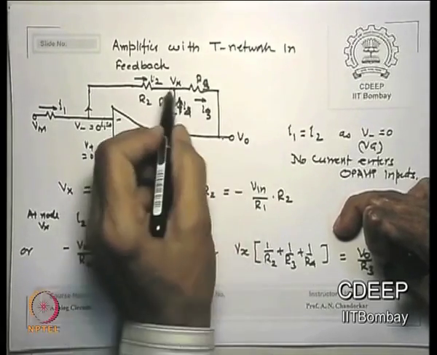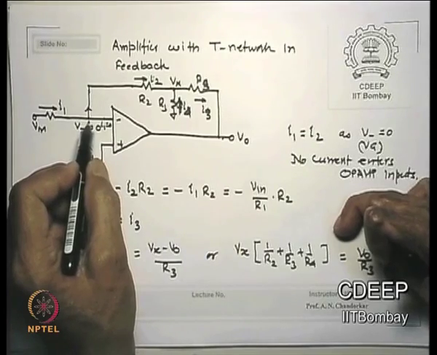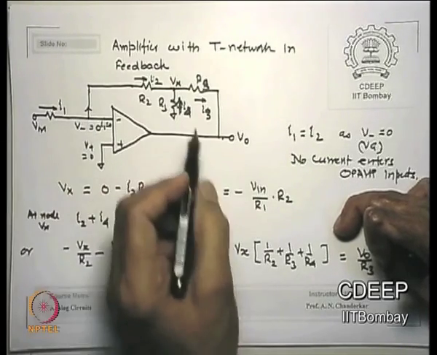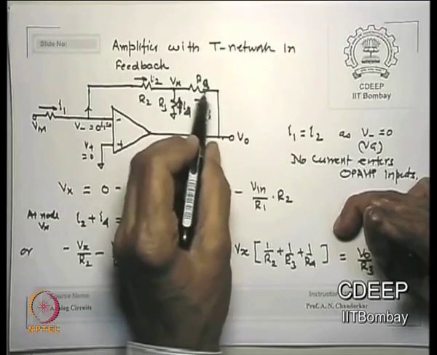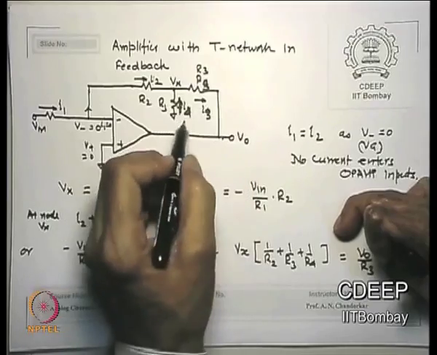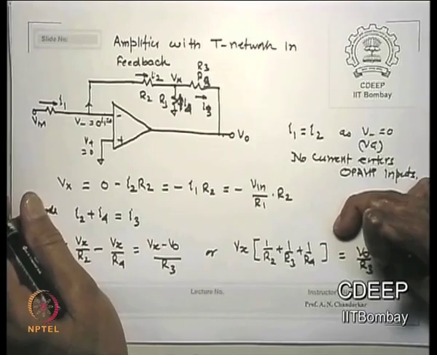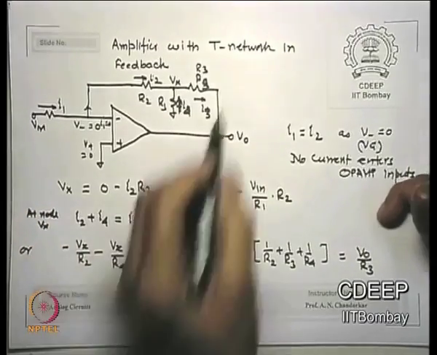This is V0, this is Vx. How many volts is this here? Zero, zero, it is a virtual ground there. And this is Vin. The current flowing through this, R3 is this, sorry. This is I3, here is I4 and here is I2. This is the T network. Is that okay?